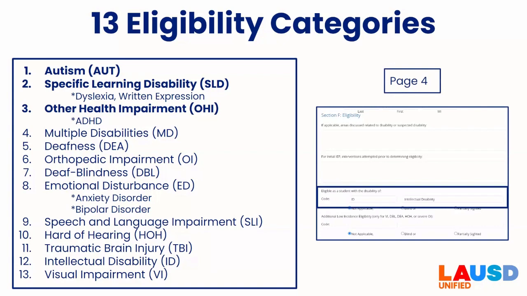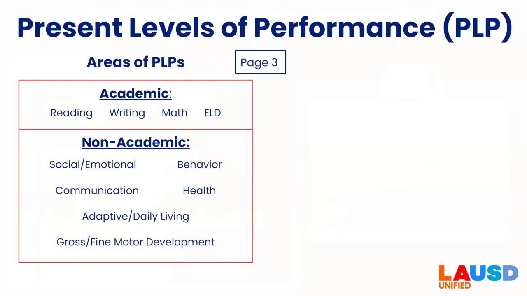Besides a student's eligibility, we can get a good understanding of how a student is performing based on the present level of performance, or PLPs, included in the IEP. A student's PLP is key in setting annual goals. There are different areas that a PLP might address. For academics only, core subjects are included, such as reading, writing, math, and ELD. Students that are English learners or emergent bilingual must have an ELD PLP.